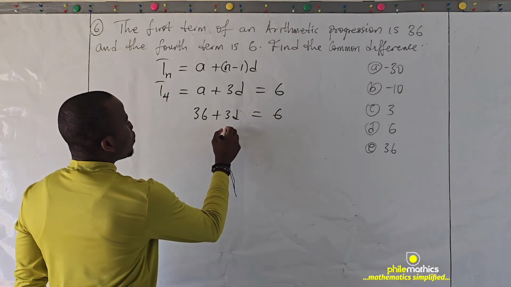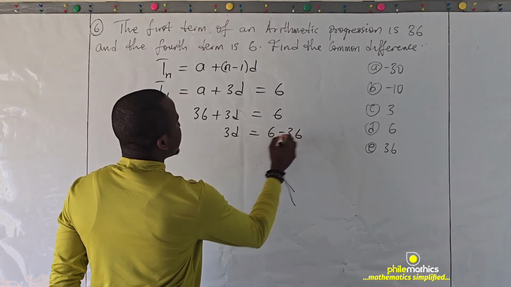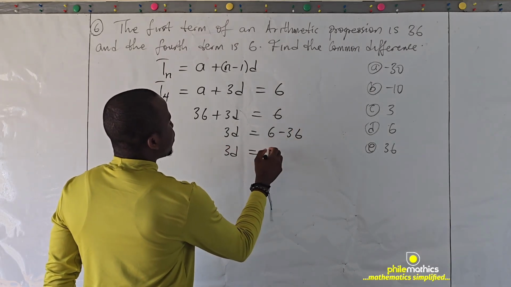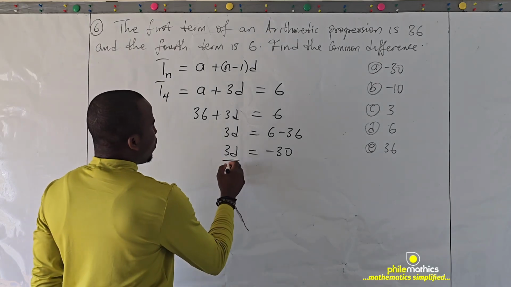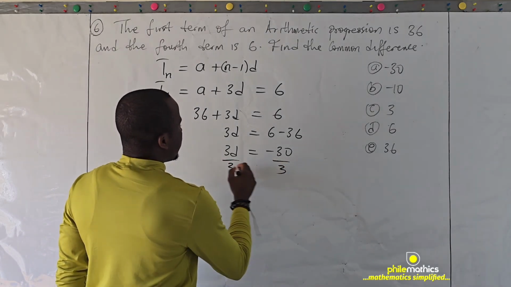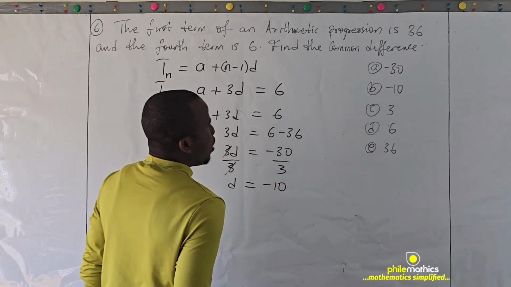Subtract 36 from both sides. 3d equals 6 minus 36. 3d will give us minus 30. Then we divide both sides by 3 to find what d is. So at the end of the day, d will be minus 10, which is B.